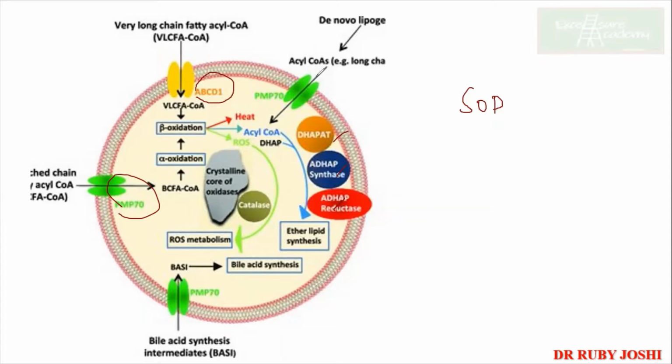If you are interested, then you can study about these enzymes. They are all responsible for plasmalogen synthesis. When they have written ether lipid synthesis, you should immediately understand that it is meant for plasmalogen synthesis. It's your wish to study about these enzymes. Otherwise there is no need to go into so much detail, but you can study about it.